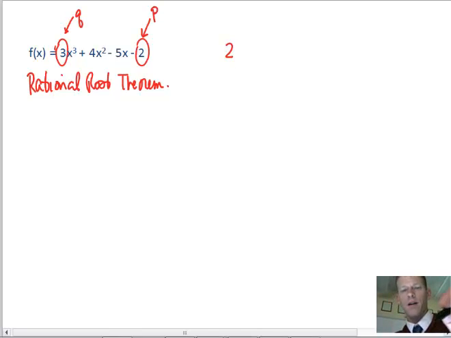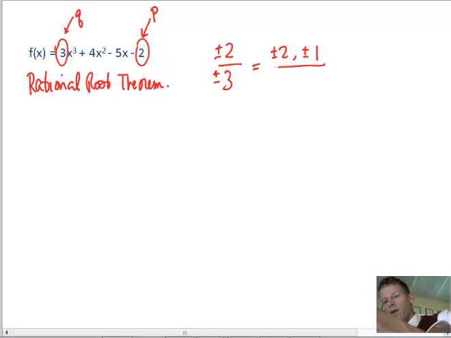Classically they define the p value and the q value, but you would put 2 over 3, and you would consider all the factors of 2 over 3 to check. So for instance, you would have plus or minus 2 and plus or minus 1. Those are the factors of 2 over the factors of plus or minus 3 and plus or minus 1. So your list of possible rational roots would be all the different combinations with these.